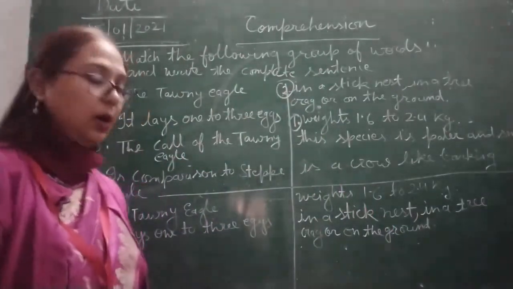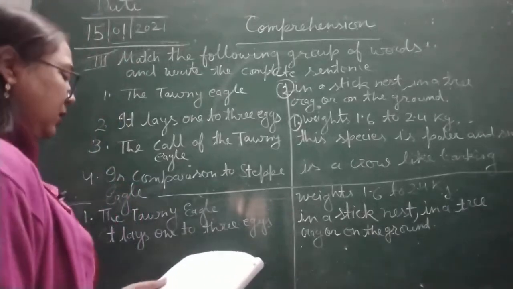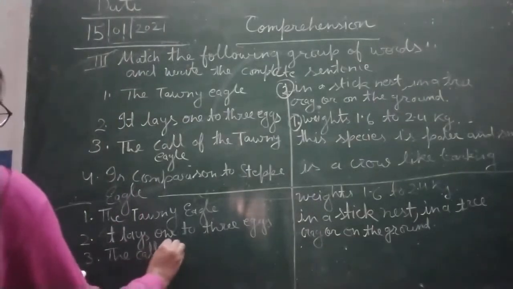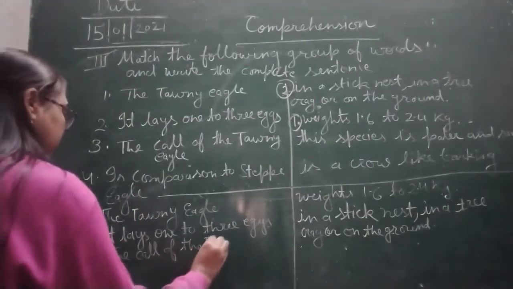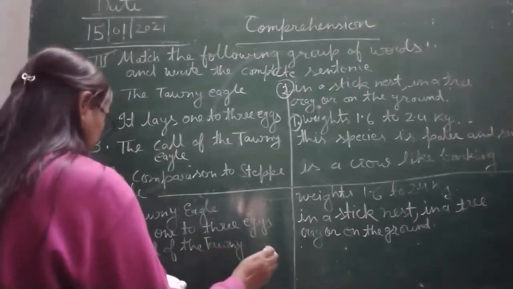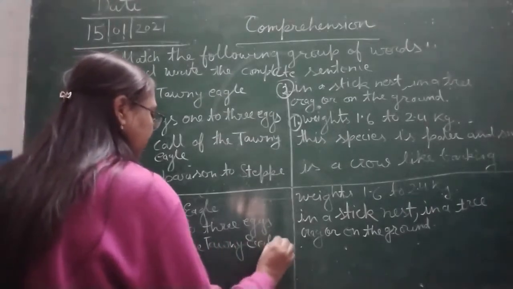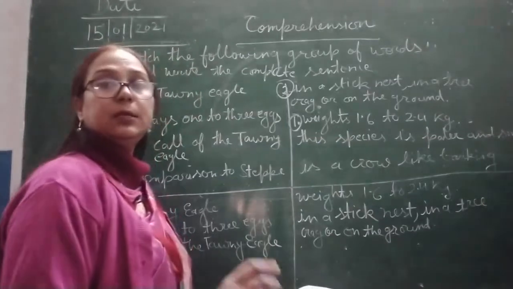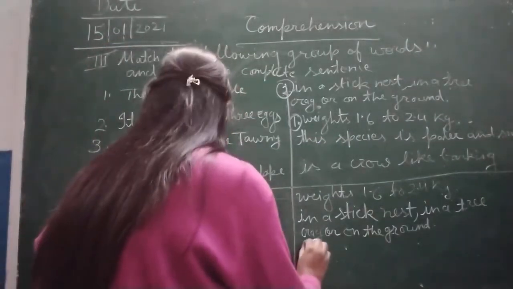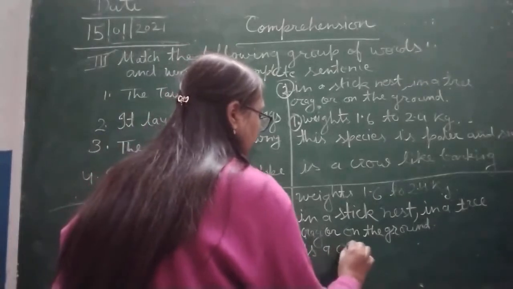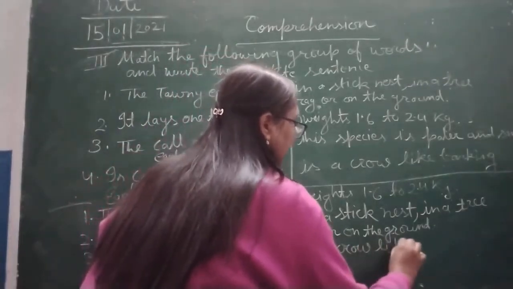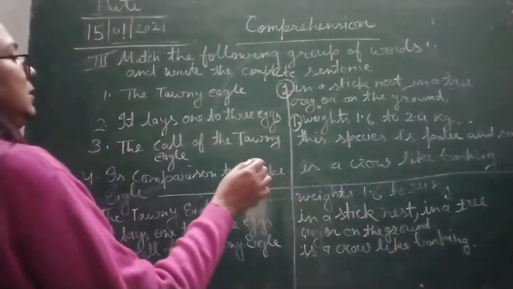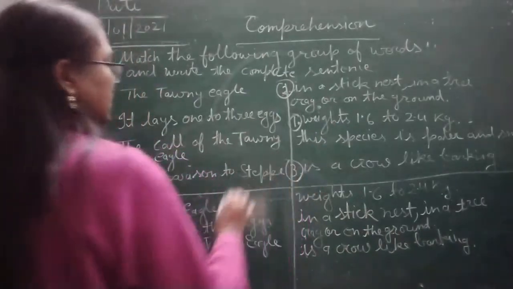Okay children. So now the third one is the call of the tawny eagle. Now here you can see the answer, that is a crow-like barking. Third is a crow-like barking, children. So here you can see this is a crow-like. This is the third answer.